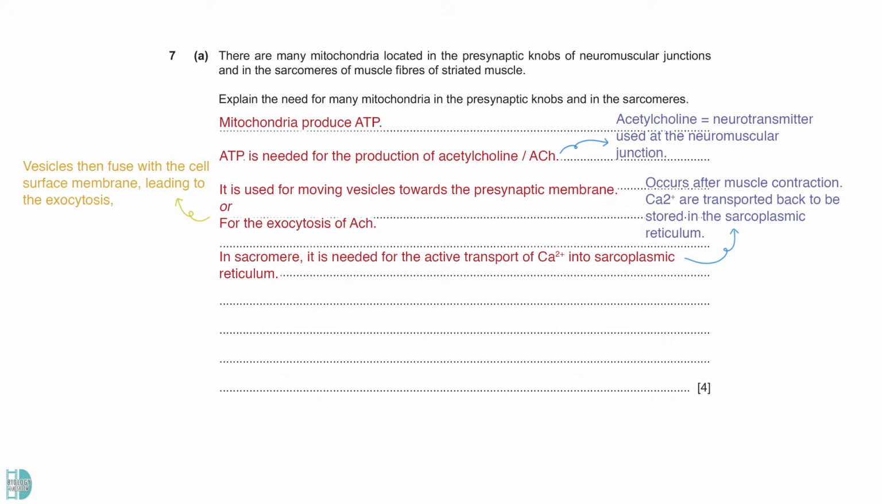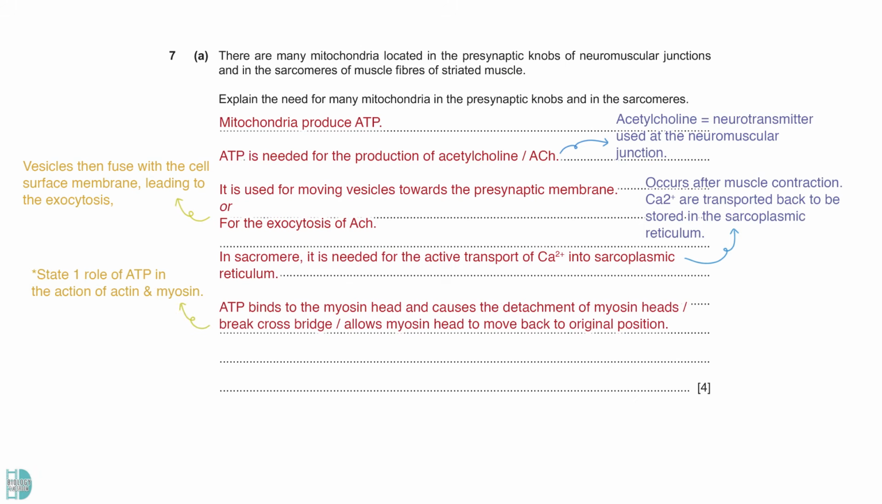During muscle contraction, ATP binds to the myosin head, causing its detachment from the binding site on actin. This breaks the cross-bridge, allowing the myosin head to return to the original position. It is then ready for the formation of the new cross-bridge.